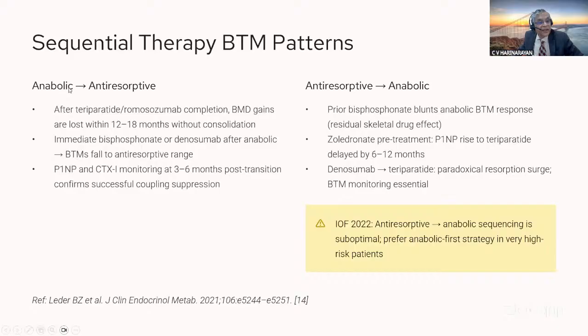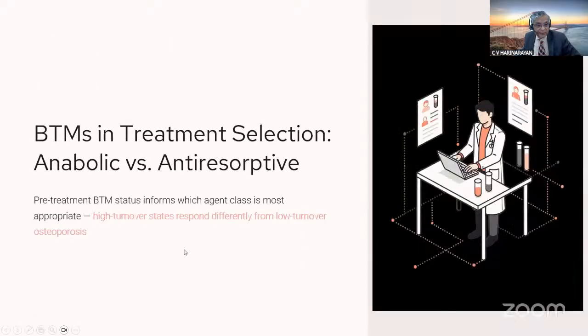When you're doing the reverse, from anti-resorptive to anabolic, prior bisphosphonates blunt the anabolic bone turnover markers because of a residual skeletal effect. With zoledronate pre-treatment, the P1NP rise to teriparatide is delayed by 6 to 12 months. With denosumab to teriparatide, a paradoxical resorption surge occurs. The IOF guidelines 2022 say the anti-resorptive to anabolic sequence is suboptimal. Prefer an anabolic-first strategy in very high risk patients.